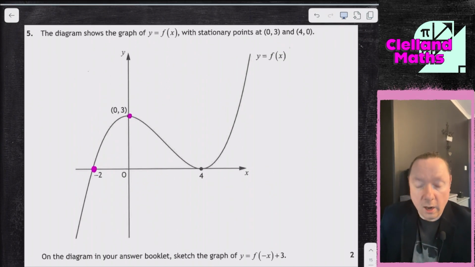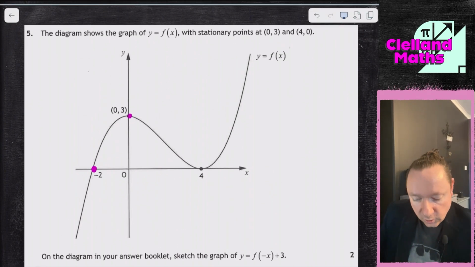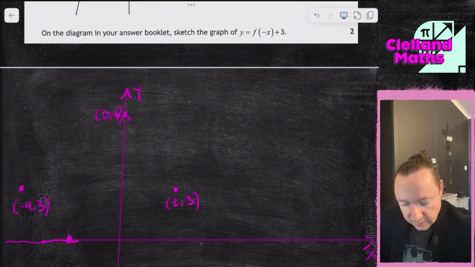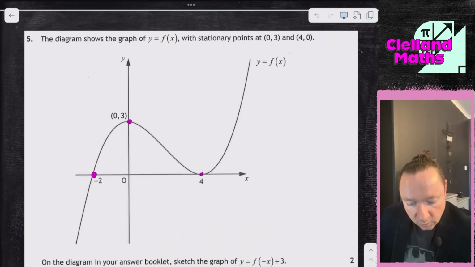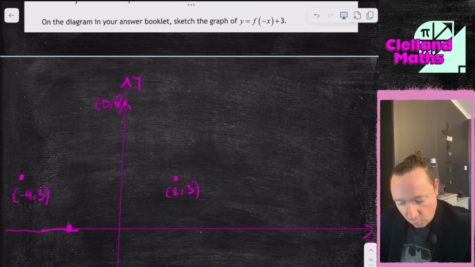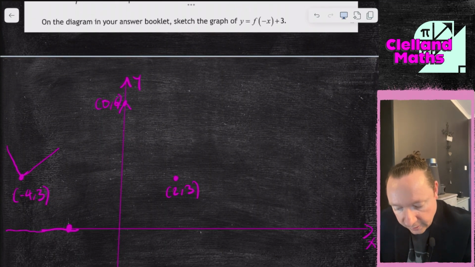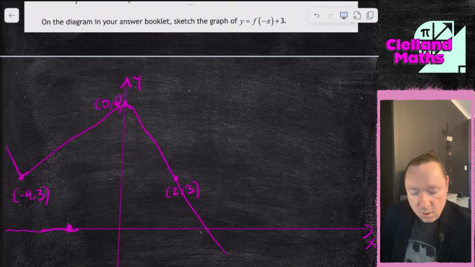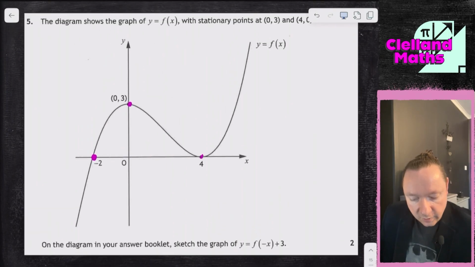Now you just draw it in, watching where the turning points are. So 0, 3 was that one. So that's 0, 6. So that's that side. And then this one was the 4, but it became minus 4. So there's my turning point there for that bit. Connecting up to here, turning back round, and just going down. Now you can't quite tell where it cuts the x-axis, so that's fine.